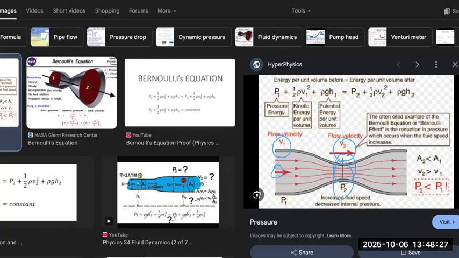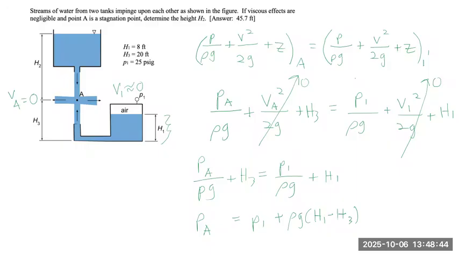So back to our problem. Basically, at point 1, there's an associated potential energy, pressure energy, and kinetic energy.